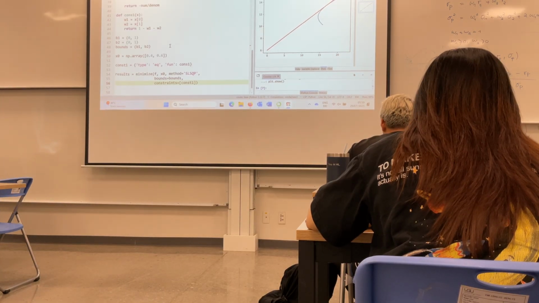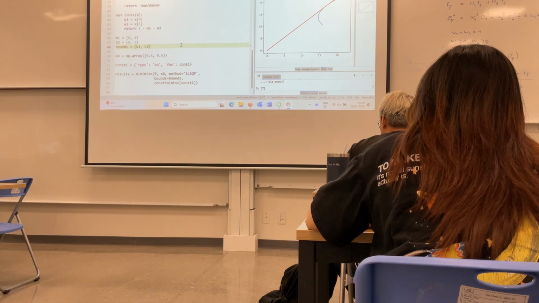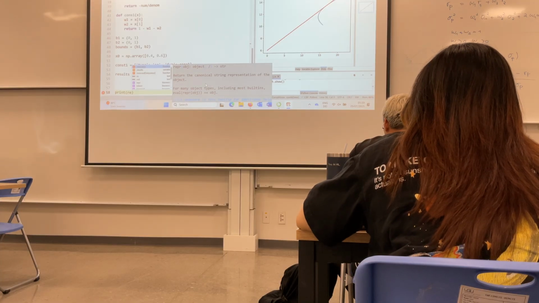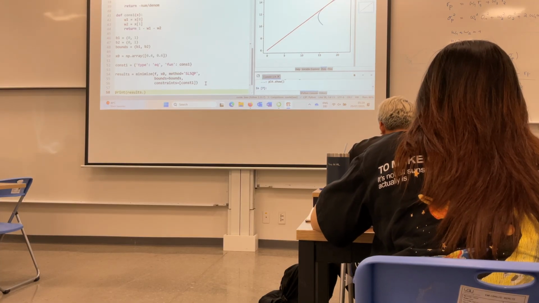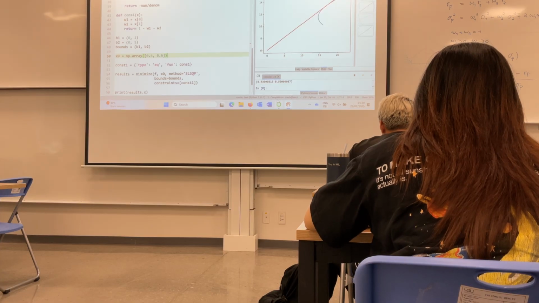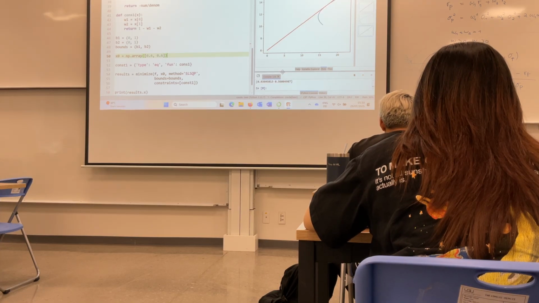Now that we are here, we can pass this, or let it run, and then the results will include a property which is called x, and that will be the optimum value.